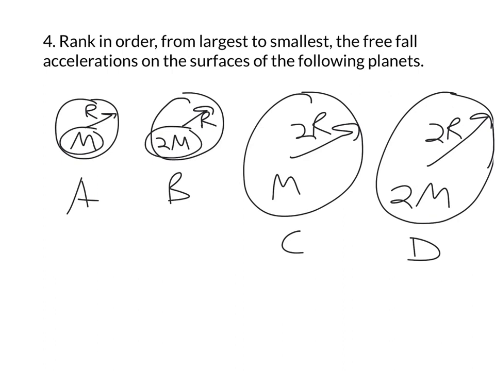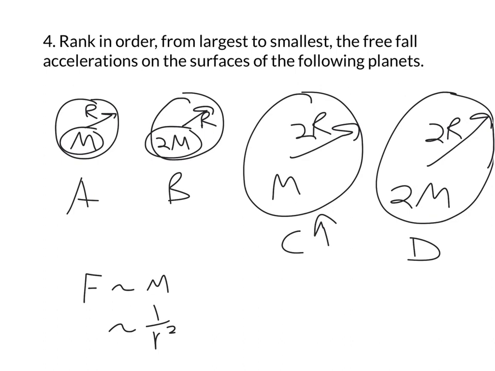So which is going to have the bigger effect on the gravitational force? Well, remember, the force is proportional to the mass of the planet, but it's also proportional to 1 over r squared. So if you double the radius, you actually reduce the force by 4. So doubling the radius is going to have the most effect. So the one that's going to have the smallest gravity is the one with the largest radius and the smallest mass. So that's this guy here. So C will be last in line.